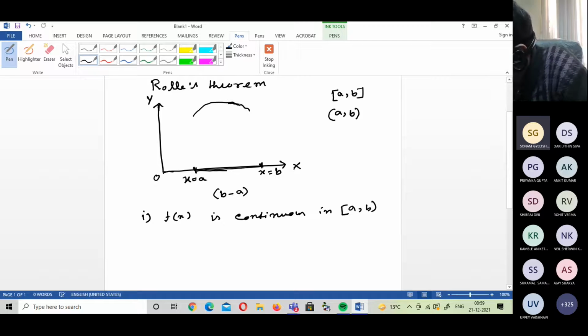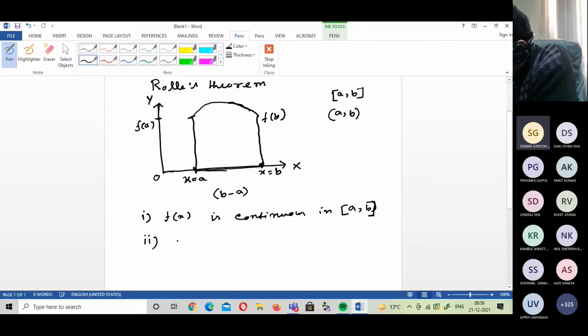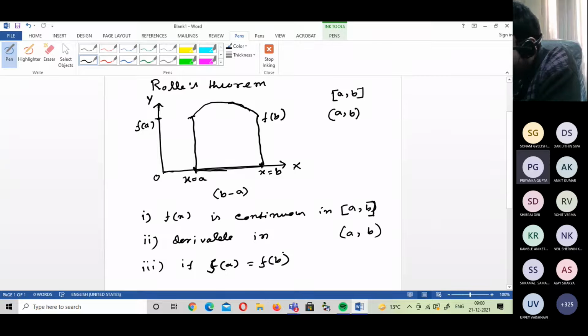This is f of a and f of b, and both are the same. The function is continuous in the closed interval [a, b], with square brackets, and derivable in the open interval (a, b). The third condition is f(a) equals f(b). Then there must be some point c within the interval where f dash of c is equal to 0.